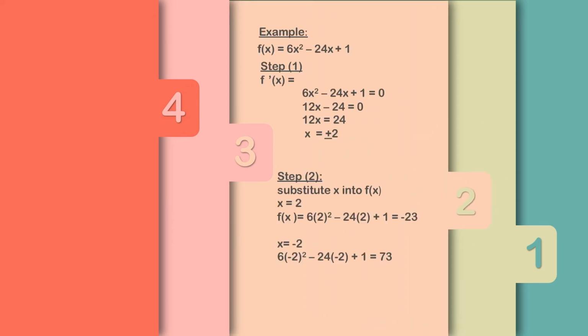We have an example here. f of x equal to 6x squared minus 24x plus 1. The first step, we make the equation equal to 0. So, f prime of x equal to 6x squared minus 24x plus 1 is equal to 0.